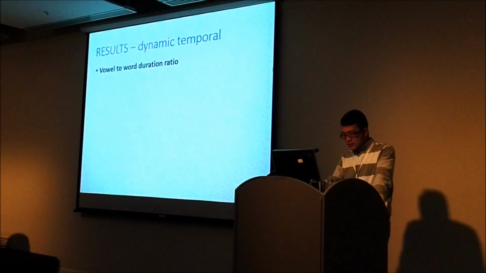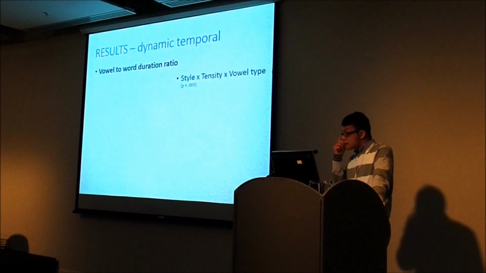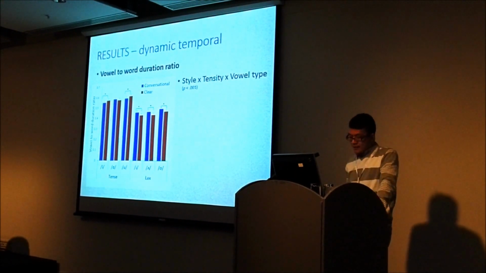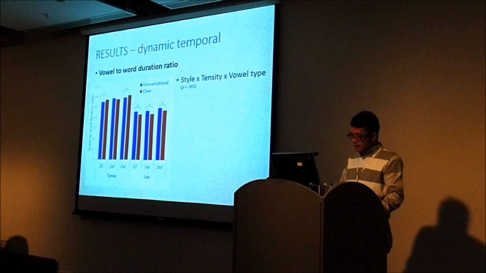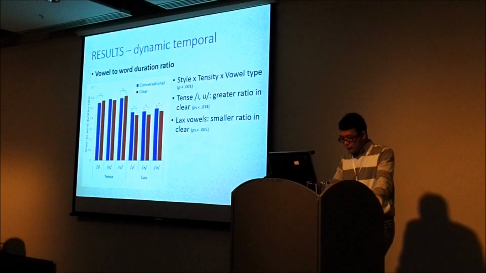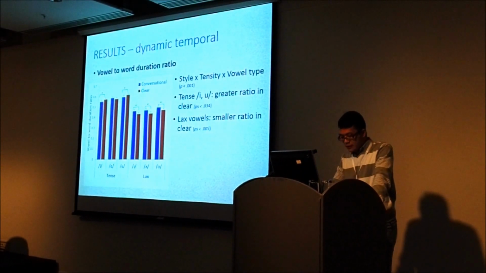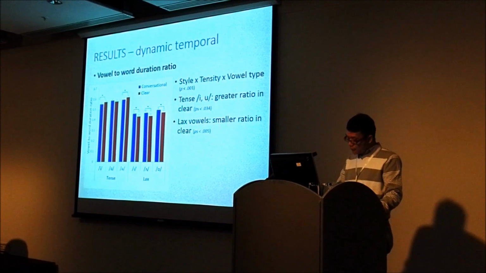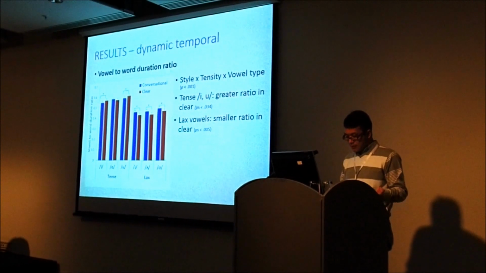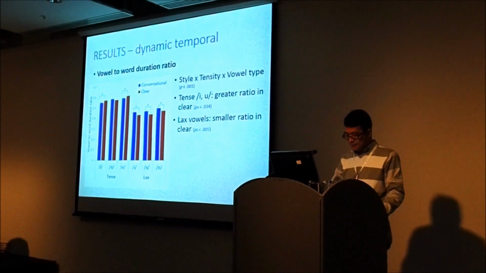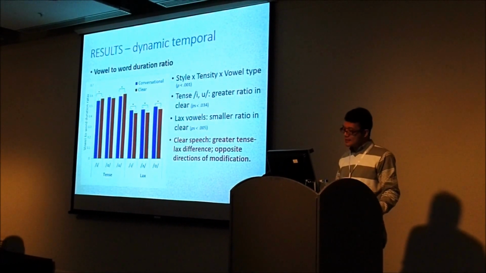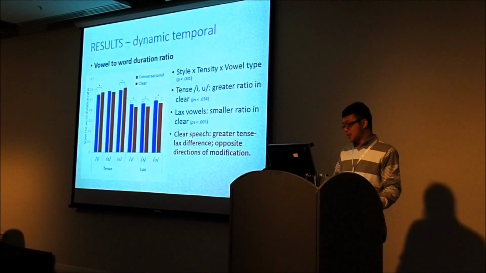For duration ratios, we found a significant interaction between style, tensity and vowel type. By looking at the ratios for each vowel, we found an increase in ratio for the tense vowels E and U. But for the lax vowels, the ratio became smaller. Therefore, these tense vowels stretched relatively more than the word itself, but lax vowels stretched relatively less. So here we saw opposite directions of modifications, and the tense-lax difference in fact became greater in clear speech.